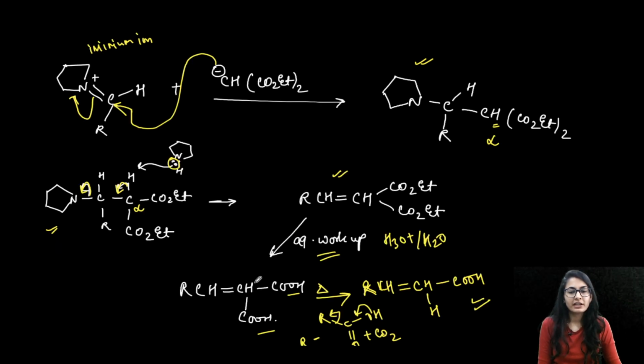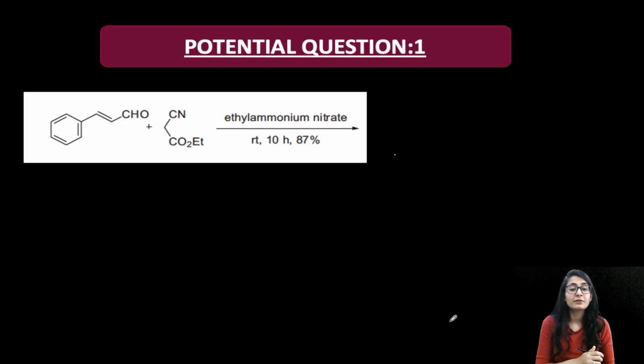Alright, so I have already written an extra hydrogen over here, isn't it? Yes, this hydrogen is extra. It's not going to be there. It's going to get the hydrogen after decarboxylation like this. Yes. So this is the whole reaction of Knoevenagel condensation, but there are potential questions which are left out. So we are going to talk about two potential questions that might be asked. They are very, very important.